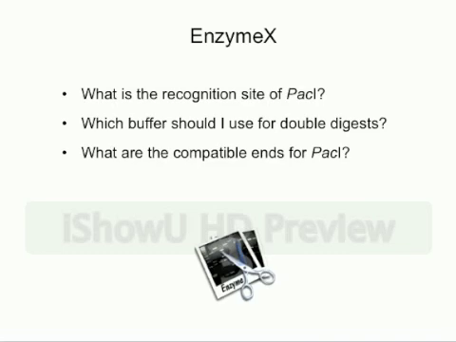What's a double digest? Oh, a double digest is where you use two restriction enzymes in one reaction. Sometimes those two enzymes need different conditions. One enzyme might need higher salt, one might need lower salt, so you need a compromise for the buffer.